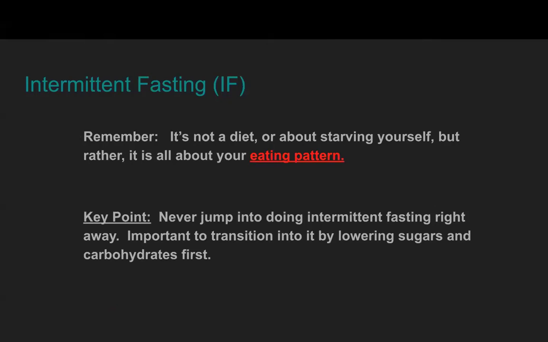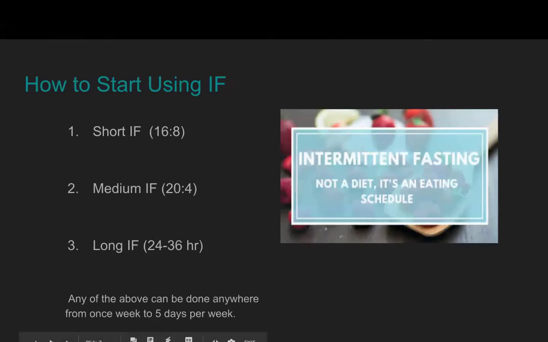So let's look at how to get started doing intermittent fasting. Again, we're going to focus on the timing of our meals. Here are a few examples of how people do intermittent fasting. One is a short fast, called a 16-8 fast. The other one is a medium one, which is a 24, and then the long fast, which is the 24 to 36 hour fast. So the easier one is the 16-8, which is the short fast.